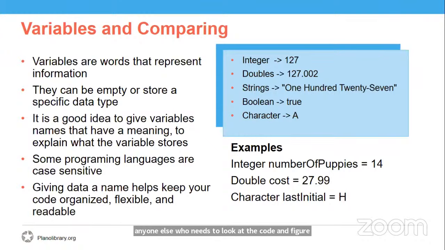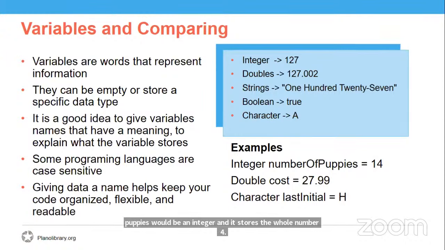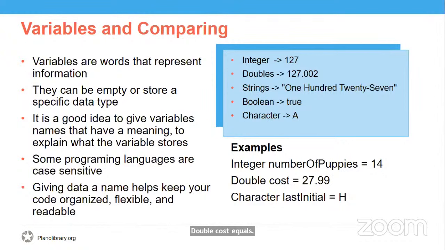All right. And then we have some more examples of different integer initializations below the blue box. So number of puppies would be an integer and it stores the whole number 4. Double cost equals 27.99. And then last initial, if it was just an H, you wouldn't really know why there is an H here. Because we said last initial, oh, it's the initial for someone's name.